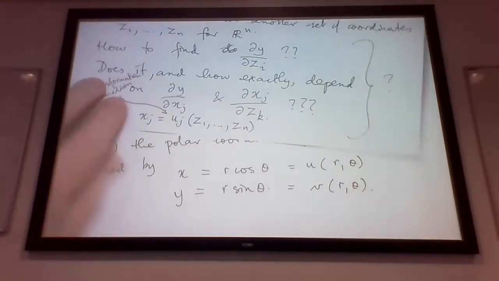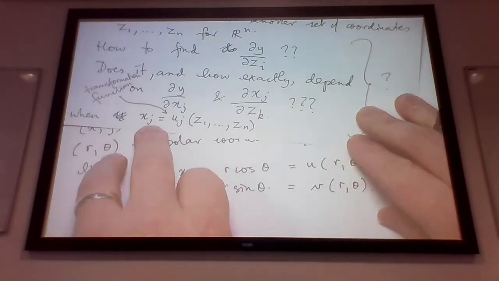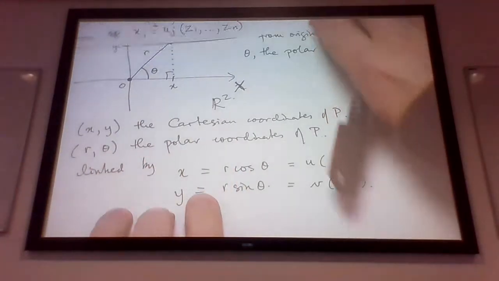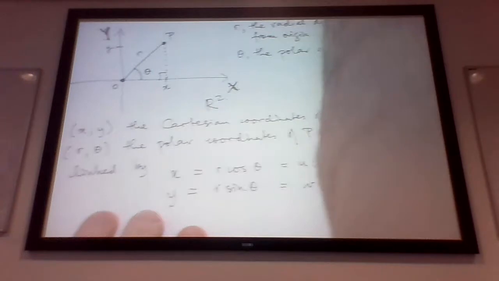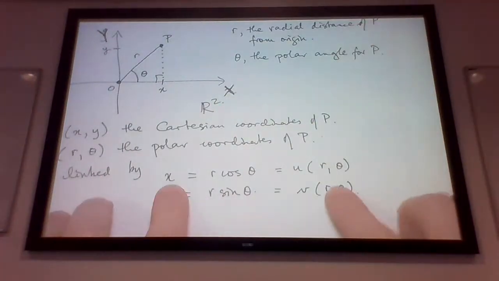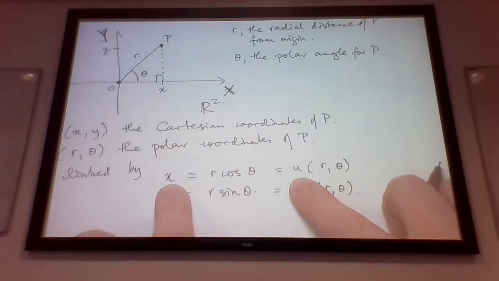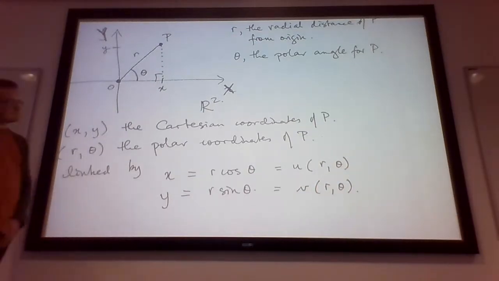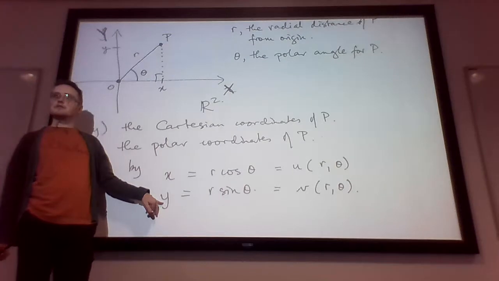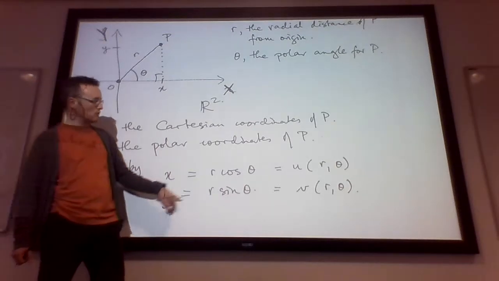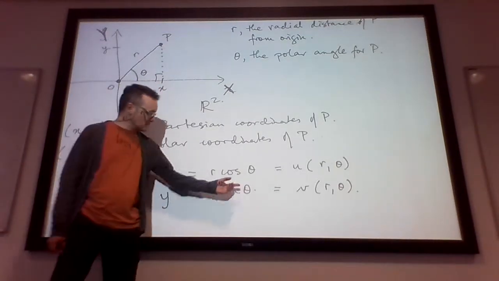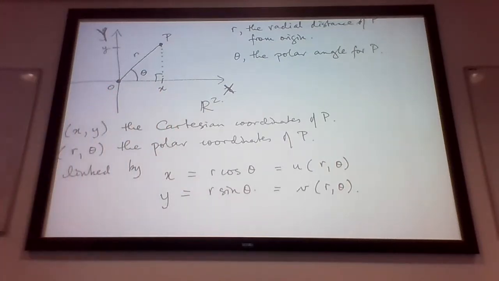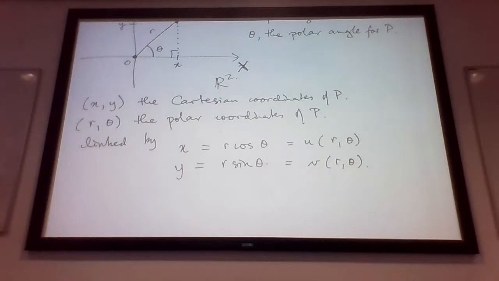So up here, when I was indicating that the old coordinates x_j might be some transformation functions of the new coordinates, here's a concrete example of that, where the previous x coordinate is given by this function u of the two new coordinates, and the previous coordinate y, the second Cartesian coordinate, is given by this function r times sine theta of the new coordinates, the polar coordinates.